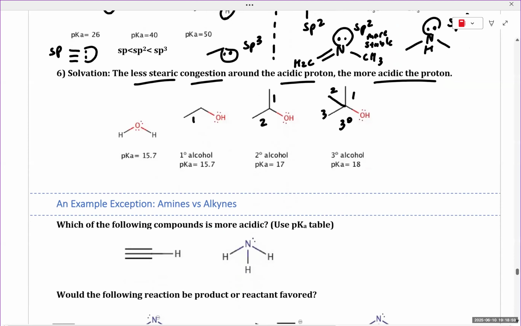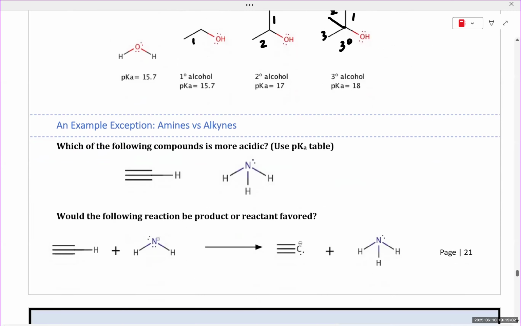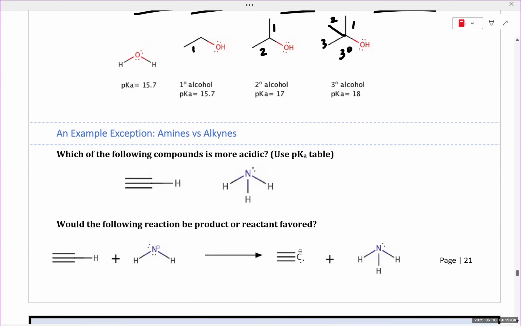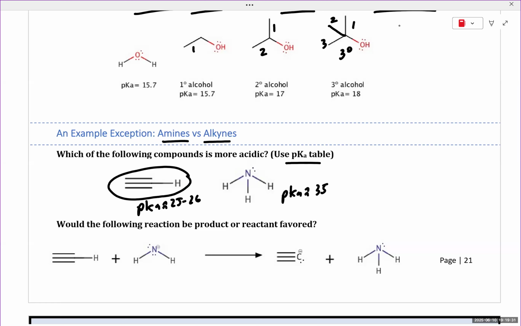Now, although these are general rules, sometimes you encounter exceptions where multiple rules are at play. An example of this is comparing the acidity of amines versus alkynes. So if we're asked which of the following compounds is more acidic, take a moment and check the pKa values in the pKa table. An alkyne has a pKa of around 25, 26, while an amine has a pKa of somewhere around 35. This in turn tells us that the alkyne compound is much more acidic.